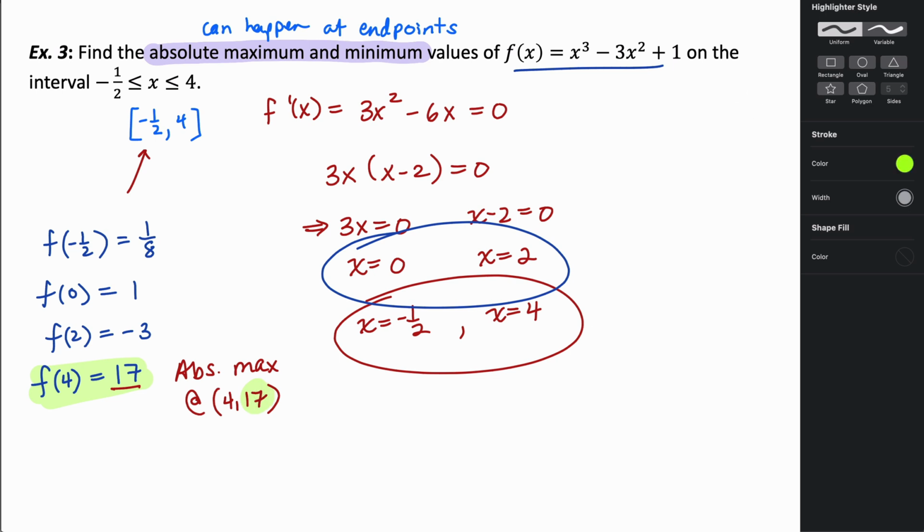Which of these is the smallest? The smallest number, remember, is the most negative, not the closest to 0. So the most negative value here is at 2, and that represents our absolute minimum. So the absolute minimum happens at the point (2, -3). And again, the actual value of the minimum is -3, and the location is at x equals 2. So we ended up with a maximum at the endpoint and a minimum somewhere in the interior. That's why it's important to check the endpoints as well, because they could lead to a maximum or a minimum.